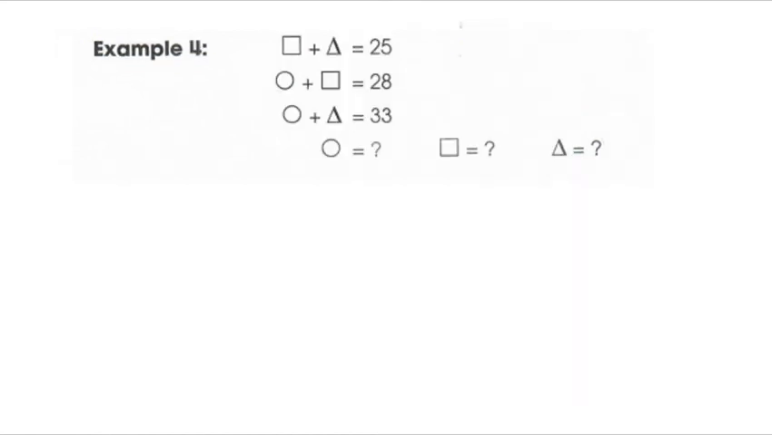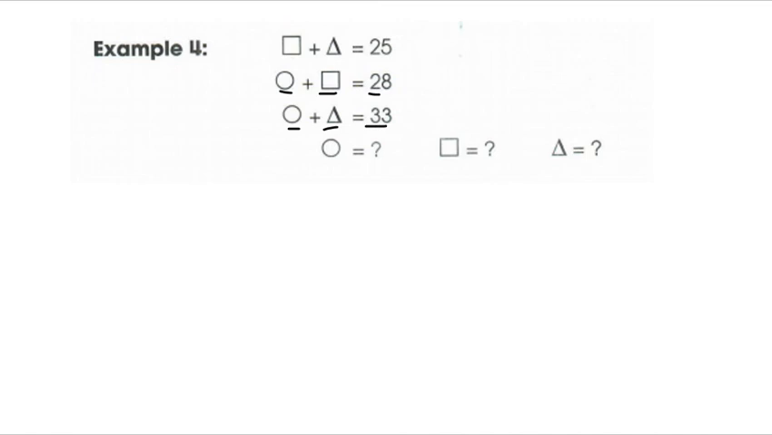Now let's skip ahead and go to example 4. This one's kind of tricky. So here it says 1 square plus 1 triangle equals 25. 1 circle plus 1 square equals 28. 1 circle plus 1 triangle equals 33. So how do we even start doing this?